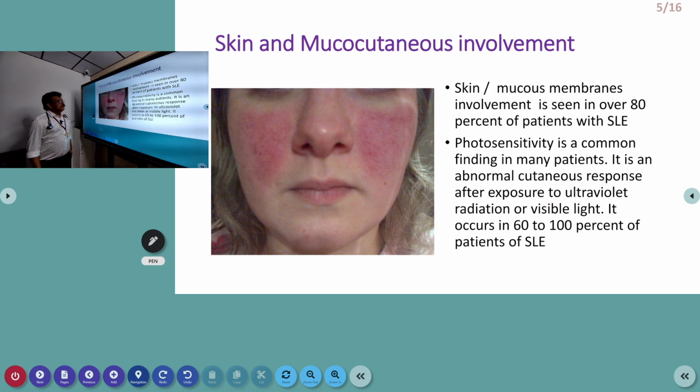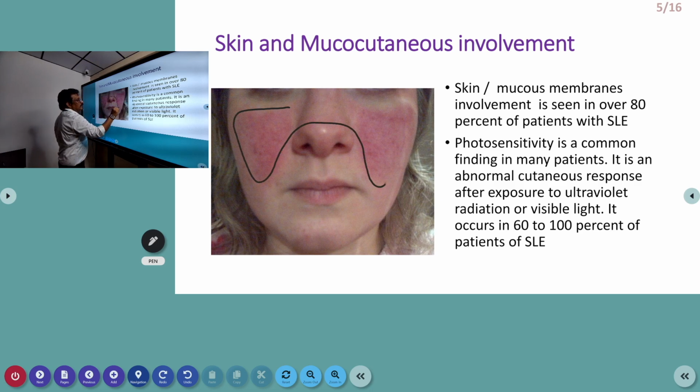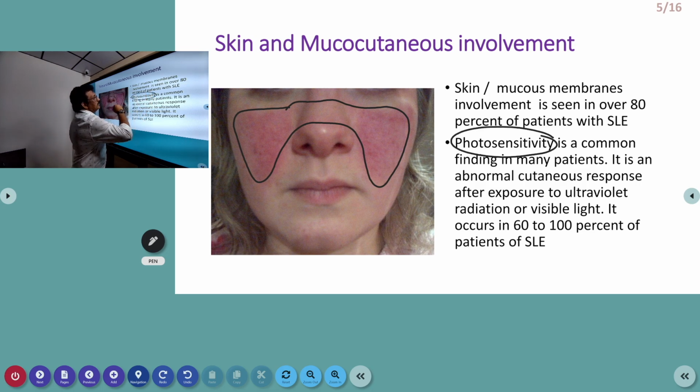Now this is the butterfly rash. What you are seeing here, it is like a butterfly. So this is the typical butterfly rash in SLE, but in an Indian population this may not be very visible because of the skin color. But whatever it is, it's a photosensitive rash, and most of the time it is on the face, on a sunlight exposed area.